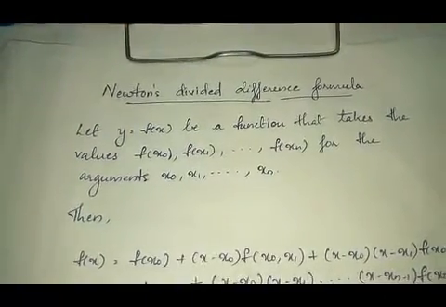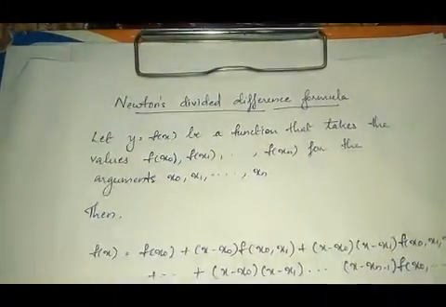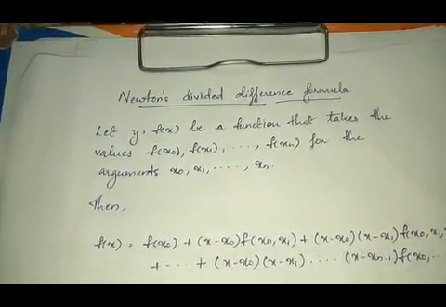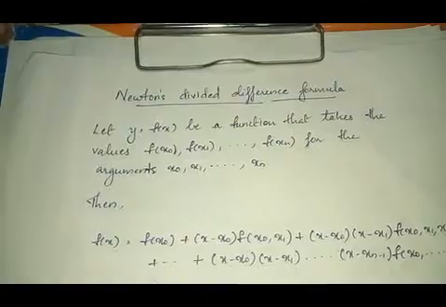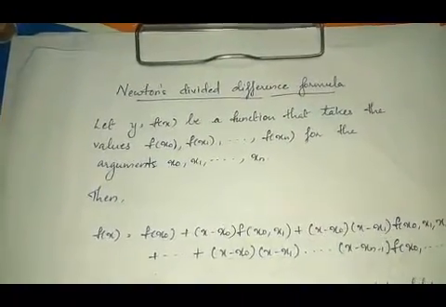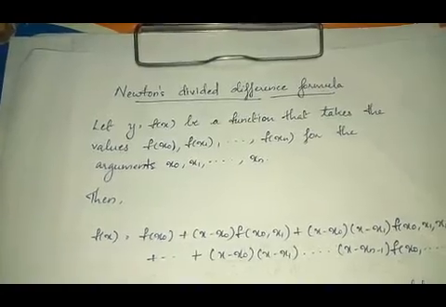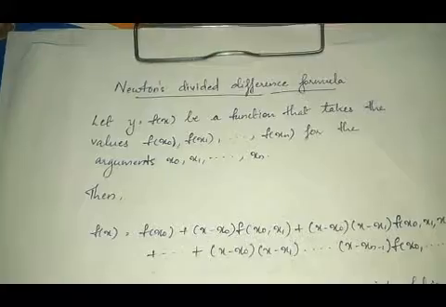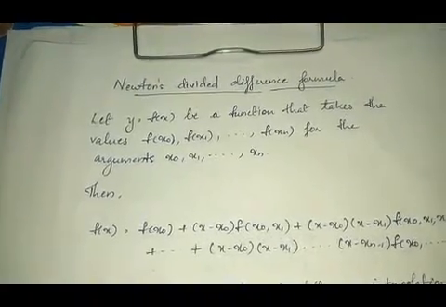Newton's divided difference formula. Newton's divided difference is used to find or interpolate the values of the arguments which are at unequal intervals. So, in the case where the arguments are at unequal intervals, we can use Newton's divided difference formula to interpolate the values.